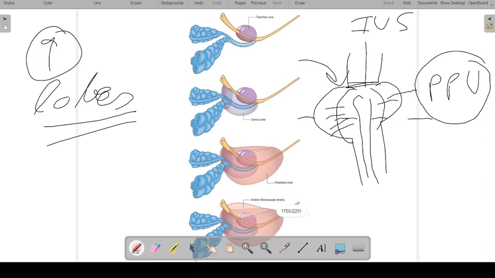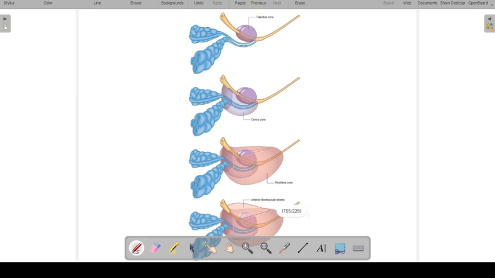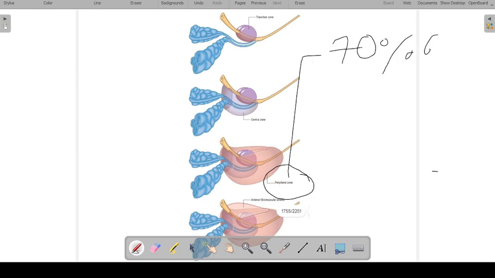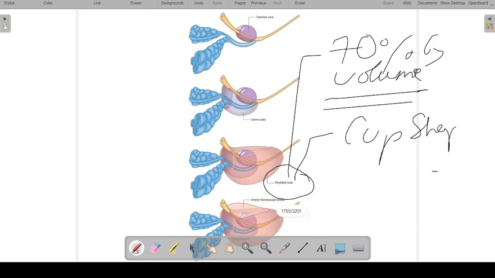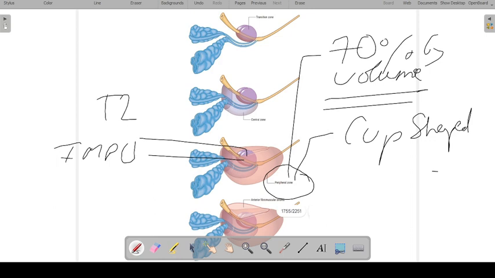Next we are going to talk about the peripheral zone. It occupies 70% by volume. It is cup shaped. It encloses the transition zone plus the intramural part of the urethra, and the central zone.